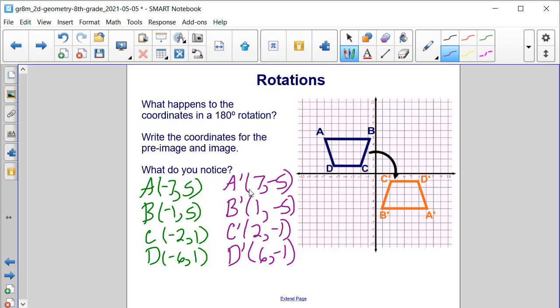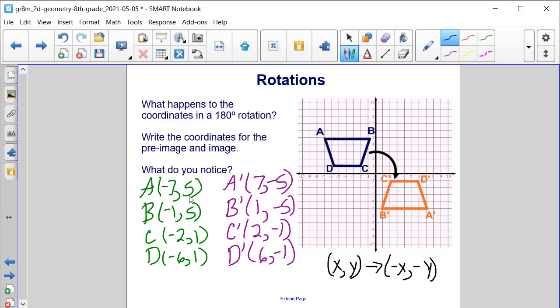What do you notice between A and A prime, B and B prime, C and C prime, and D and D prime? Well, the coordinates look as though the numbers stay in the same order. But notice instead of -7, it's +7. Instead of -1, it's +1. Instead of -2, it's +2. So instead of X, it's actually the opposite of X. And then from 5 to -5 and 1 to -1, we're doing the opposite of Y as well.